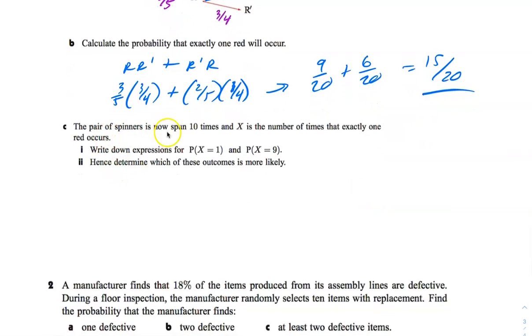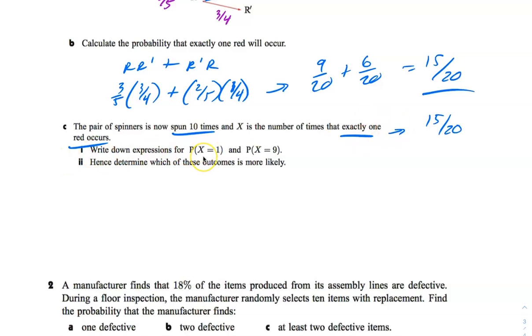The pair of spinners is now spun 10 times. So we can do this 10 times. X is the number of times that exactly 1 red occurs. Okay, we know that probability. Write down the expressions for the probability of x equals 1, and x equals 9. So again, we're spinning it 10 times. That's a binomial question. Now they made it binomial. They're like, hey, we're spinning 10 times. Here's your probability of getting exactly 1 red. It's 15 out of 20.